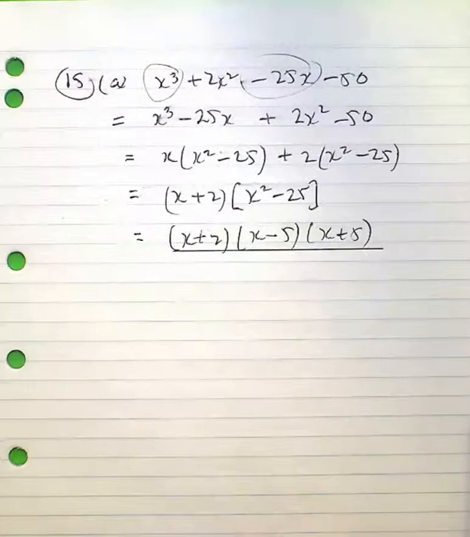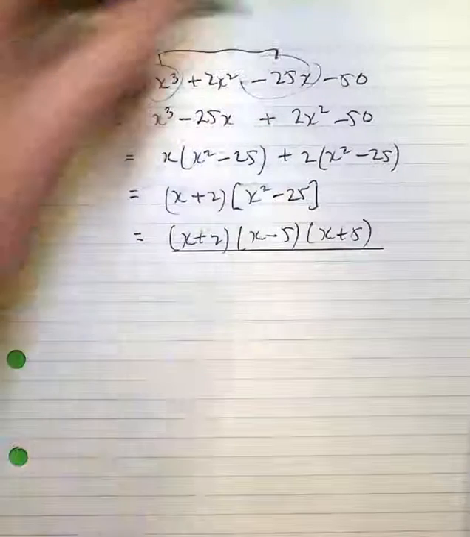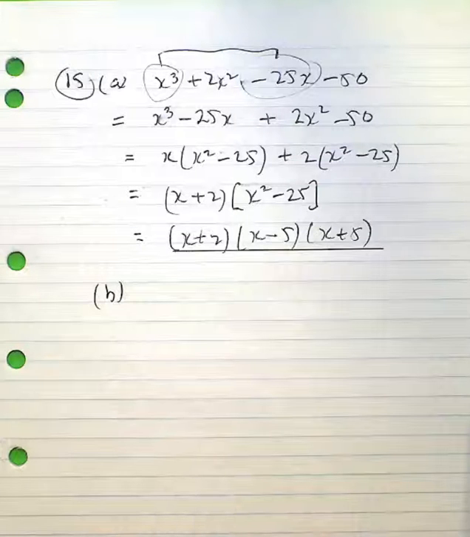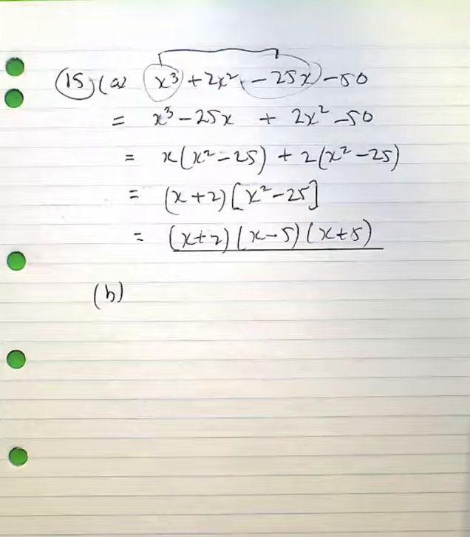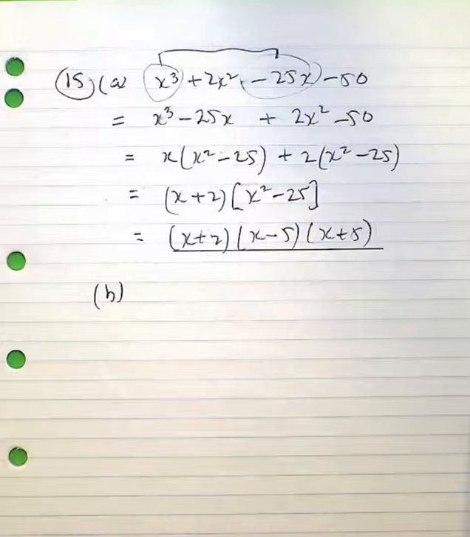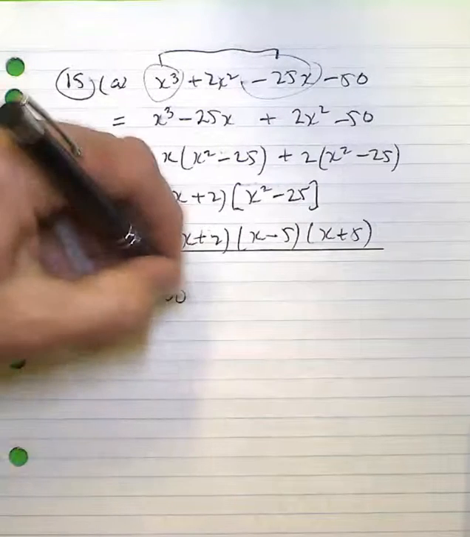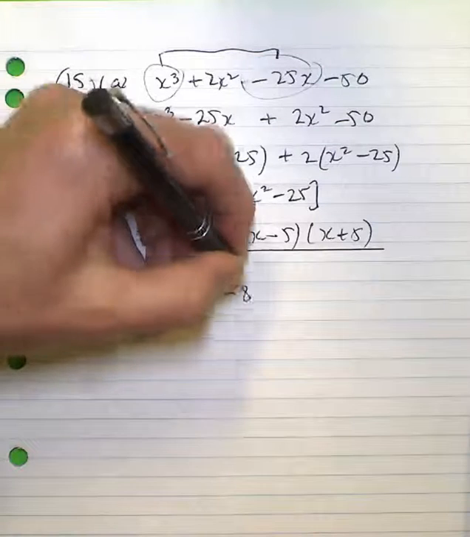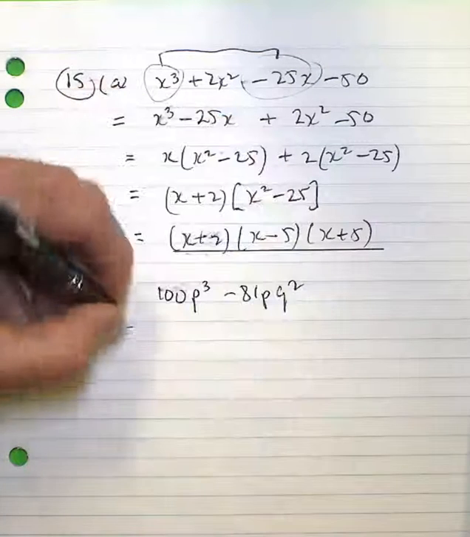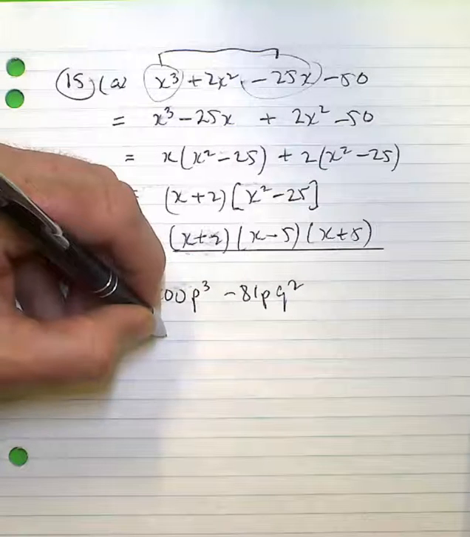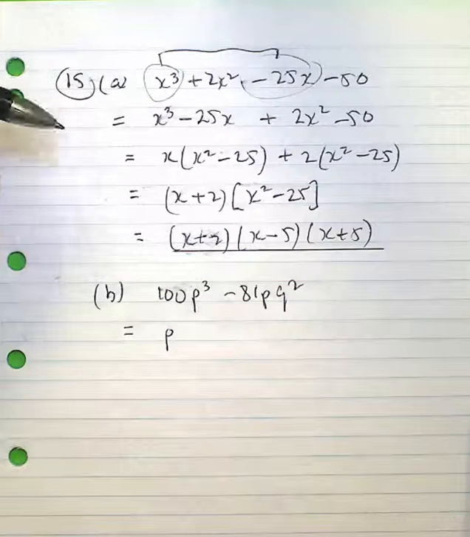A little bit tricky because you've got to initially group together. Now in the case of B, it seems to be 100 is a perfect square, 81 is a perfect square, and there's a common factor I've got of a P that I can pull first. So first up, always in these problems, pull any common factor. Even if it's a negative, it's worth pulling.